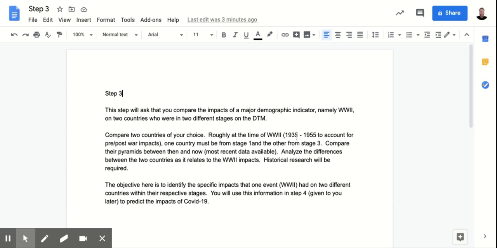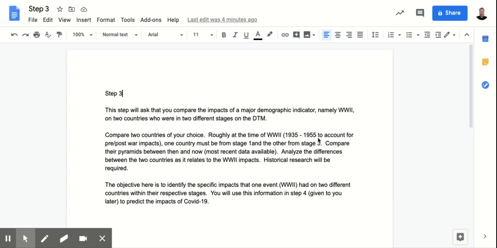Now I put 1935 to 1955 to account for pre- and post-war impacts. Even though the fighting was from 1939 to 1945, there were pre-war impacts, basically countries preparing for war, that would have an effect on the demographic transition model. So that's why I chose a few years earlier and a few years later. If you need to adjust that a little bit, you can, that's flexible. So you say within a 20 to 30 year period of World War II.